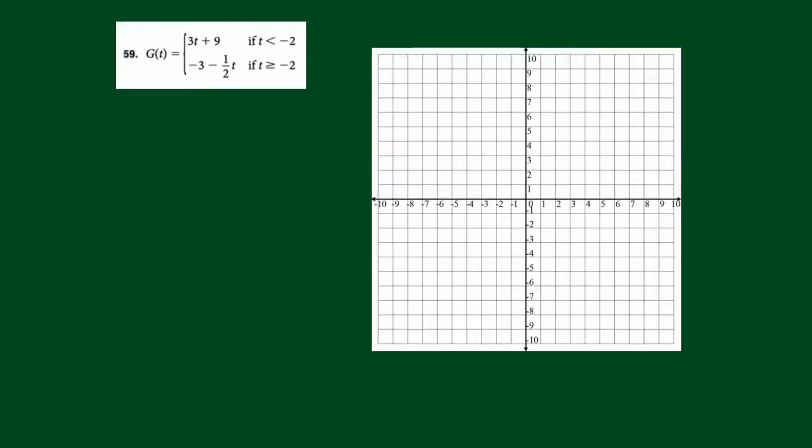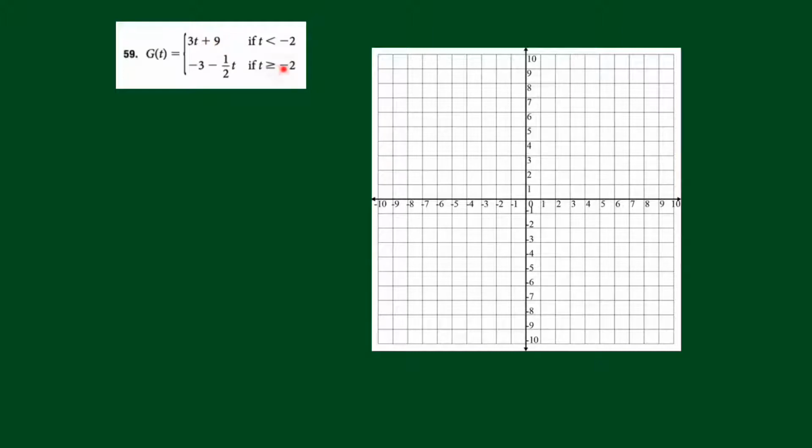This function here in 59, g of t, is called a piecewise function because we're given, in this case, two pieces. Now we're given this linear function, right? Slope is 3, crosses at 9, so it's an increasing linear function, and we get that graph when t is less than negative 2. So when we're to the left of negative 2, and here's negative 2, we're going to get the graph of this line.